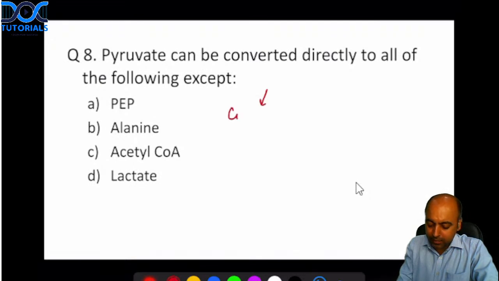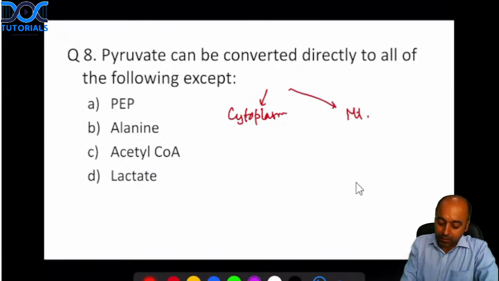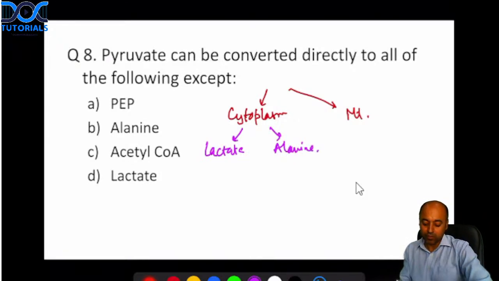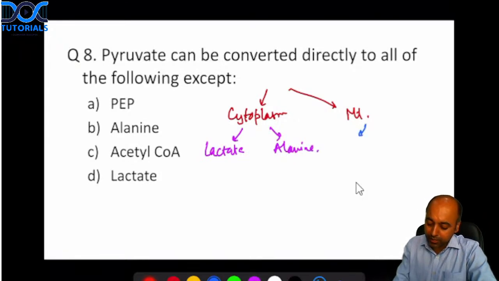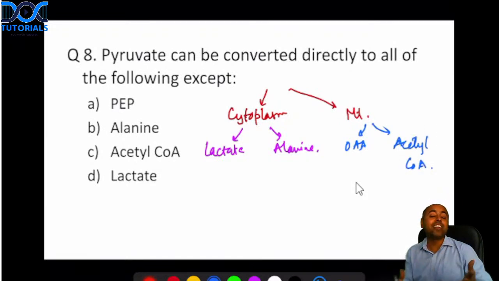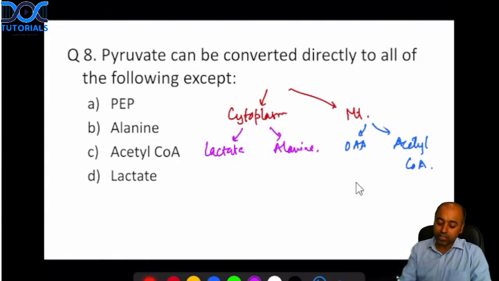Pyruvate can get converted into various substances in the cytoplasm or inside the mitochondria. In the cytoplasm, it can get converted either to lactate or into alanine by transamination. On the other hand, inside the mitochondria, it can be converted into oxaloacetate or it can be broken down into the acetyl coenzyme A. These are the fates of the pyruvate. In the cytoplasm, we have different fates. In the mitochondria, we have different fates.